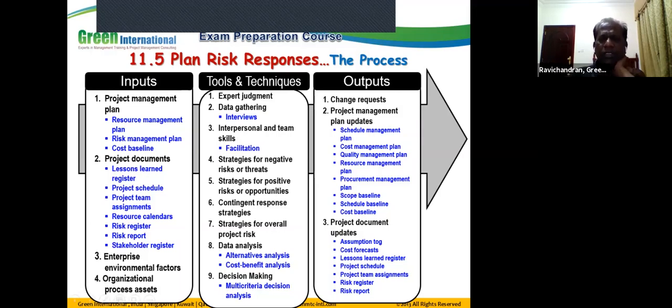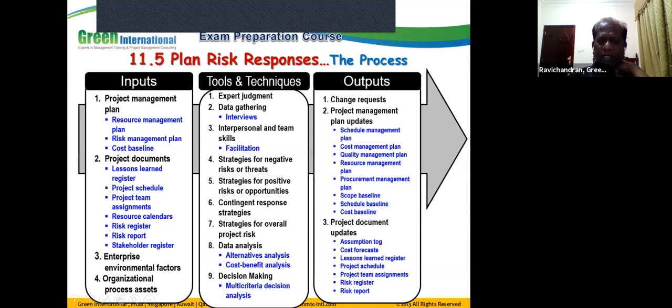Look at the tools and techniques available. Again, expert judgment, interview technique, and facilitation. These three are commonly used techniques in all the processes in our risk management, and we have used them in many areas. And the strategies for negative risk, we'll talk about it. Strategies for positive risk, contingent response strategies, strategies for overall project risk, and data analysis techniques.